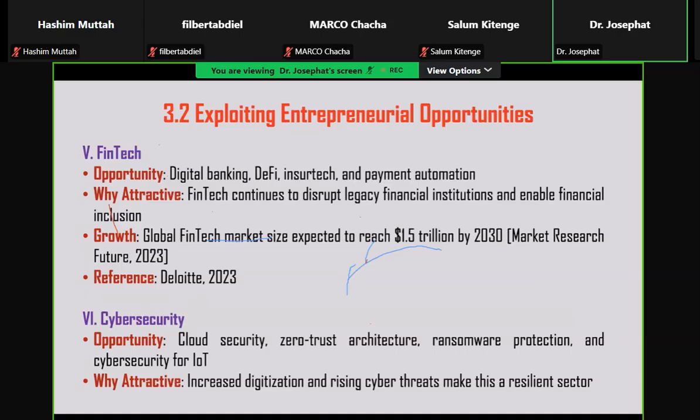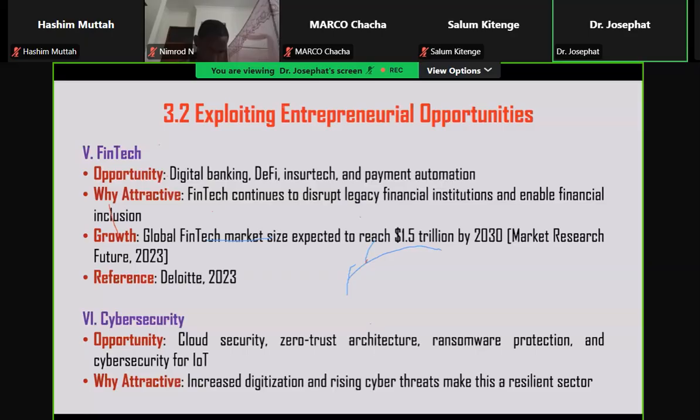So the fifth one is fintech. Na kwenye fintech hapa tunaangalia financial technology. Hapa tunaangalia opportunity kwenye digital finance, DeFi, insurtech and the payment automations. Na tunaangalia kwenye digital finance, hata nchi yetu bado sasa hivi inapiga kelele sana kwamba tuachane na masuala ya kutumia cash, tuende kwenye cashless, kwenye digital bankings and the likes. Why these attractives? Tunasema fintech continue to disrupt legal financial institutions and enable financial inclusions. Growth, it has global fintech market size expected to reach 1.5 trillion by 2030.